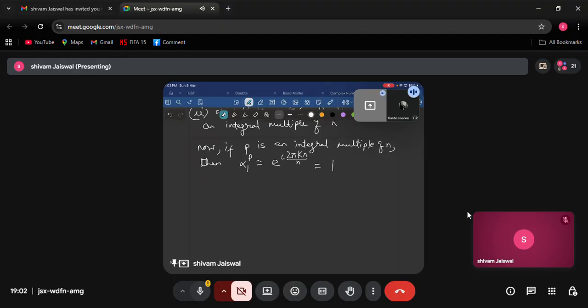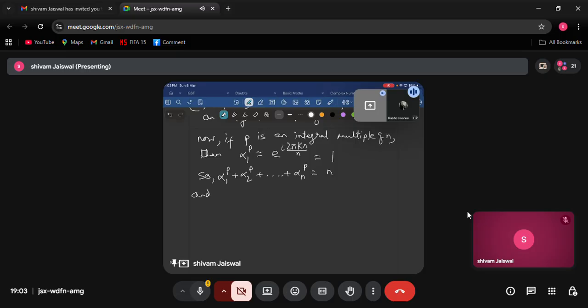So what will be the sum? Alpha 1 to the power p plus alpha 2 to the power p plus dot dot dot plus alpha n to the power p will be equal to n. Right, everyone? All of them will become 1, if p is an integral multiple of n.